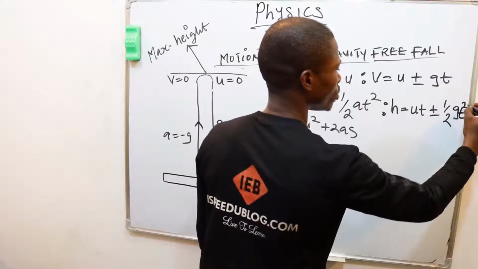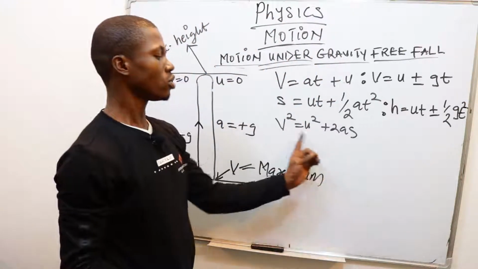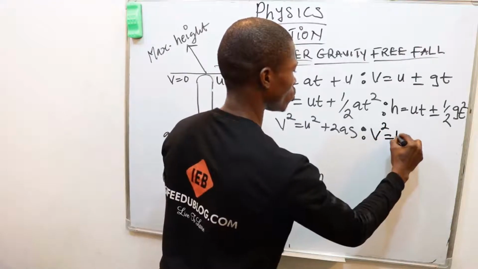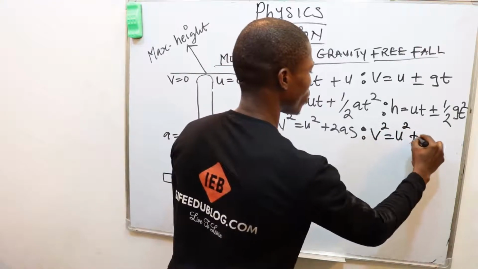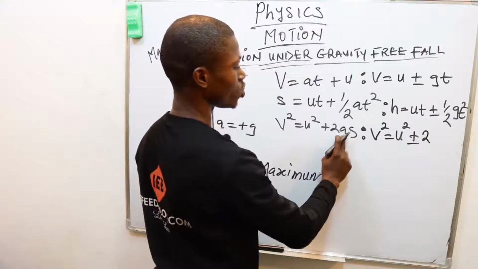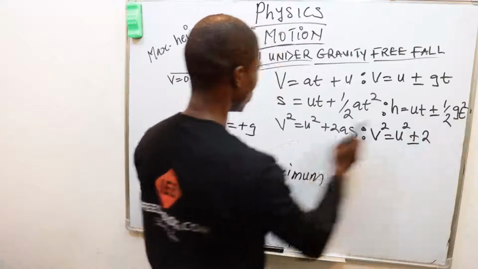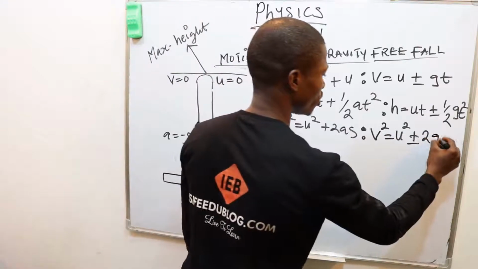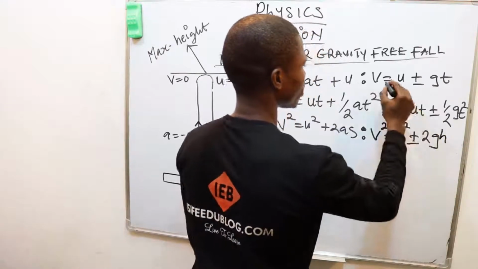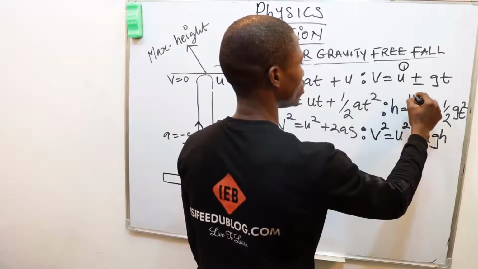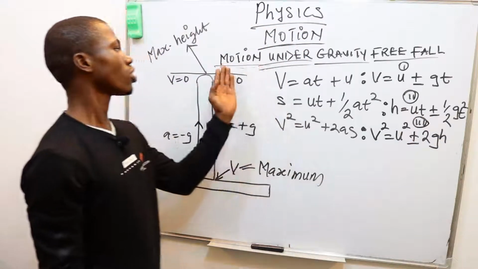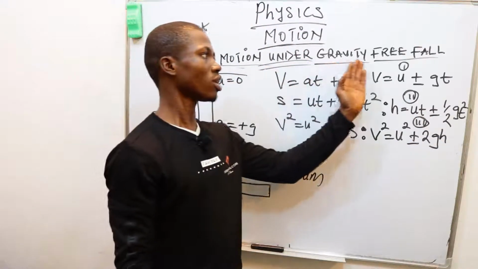This is our T squared. So the third one, which is V squared, is equal to U squared plus or minus 2. Anytime we see A, we put our G. Anytime we see S, we put H. And these three equations, this is 1, this is 2, this is 3, is what we are going to use to solve every calculation under motion under gravity.